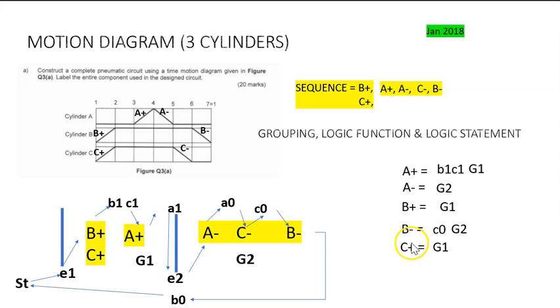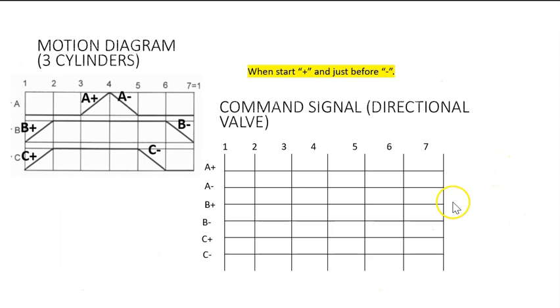B plus and C plus have the same equation here, and then we have C minus, going backward is A0 G2. And now we're starting the E: E1 going backward is ST, B0, and group 2. E2 going backward, we have A1, group G1. So we have the logic function here, the logic statement, and we're going to do the command signal.